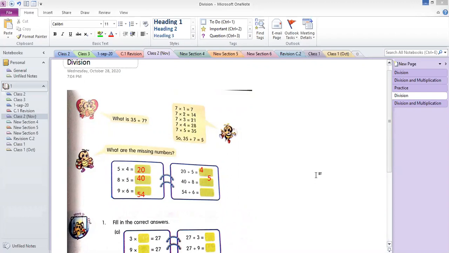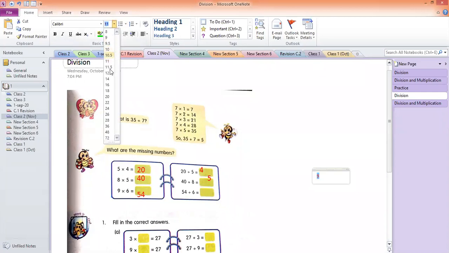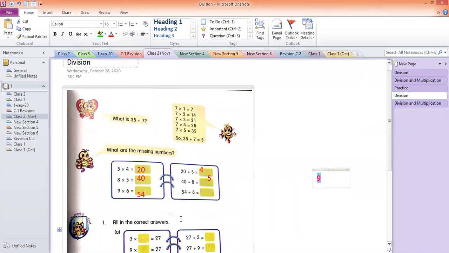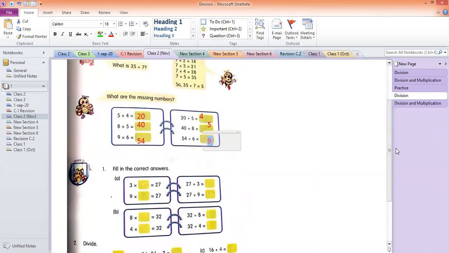So I'm going to write here 9, 54. Yes, Muhammad Said, this is the question: 3 multiplied by dash equals 27. What? 3 multiplied by what number equals 27? 3 multiplied by what number will give you 27?